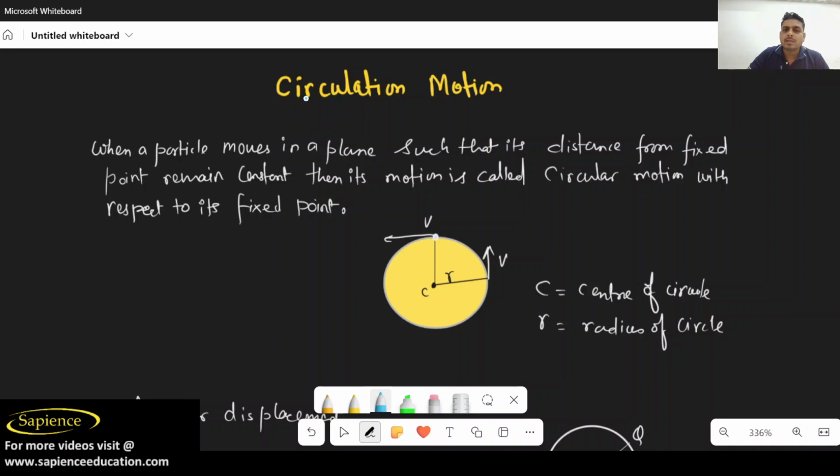So let us consider circular motion. What is circular motion? I am going to teach you. It is a part of motion in a plane. So briefly, we will discuss circular motion.